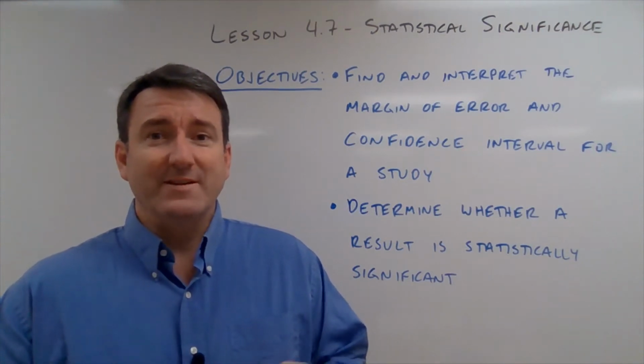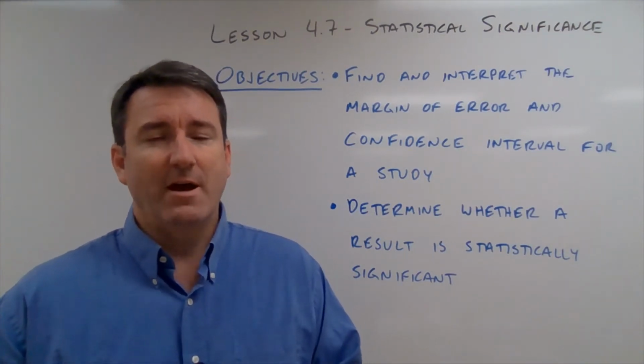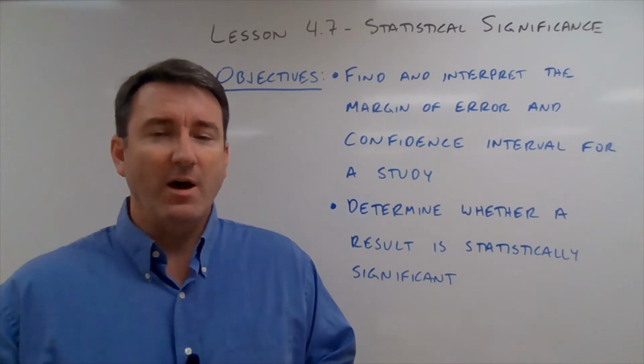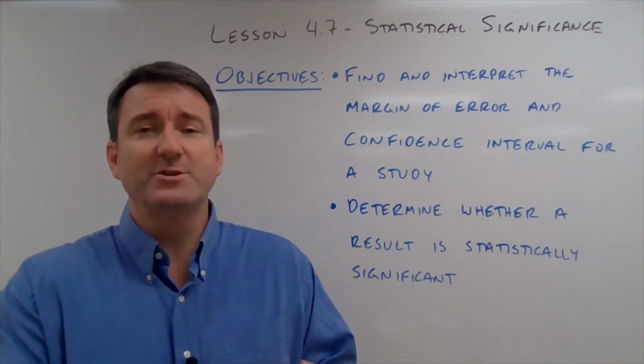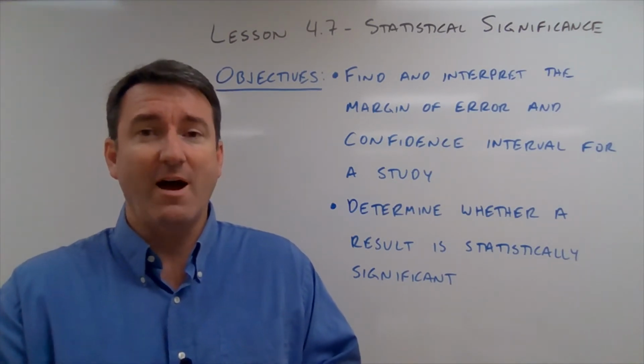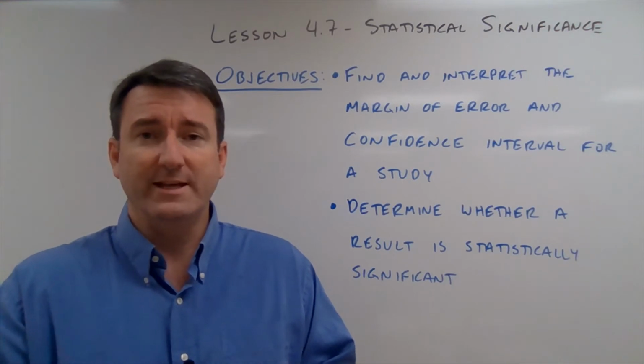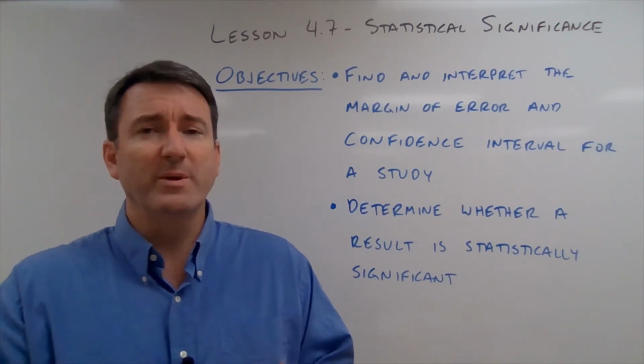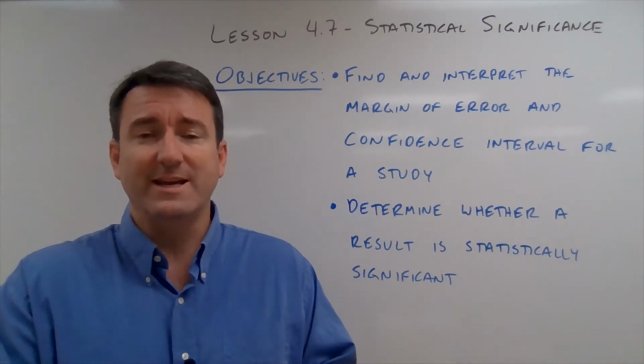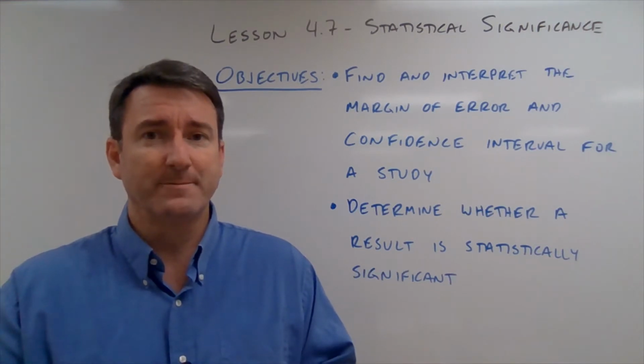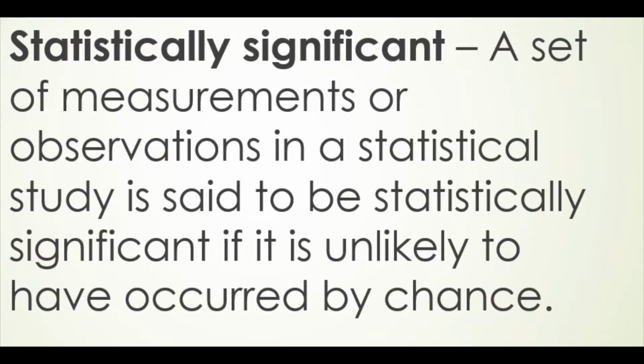Lesson 4.7, Statistical Significance. Our objectives for this lesson are to be able to find and interpret the margin of error and confidence interval for a study, and to be able to determine whether a result is statistically significant. Let's start by defining what we mean by statistically significant.